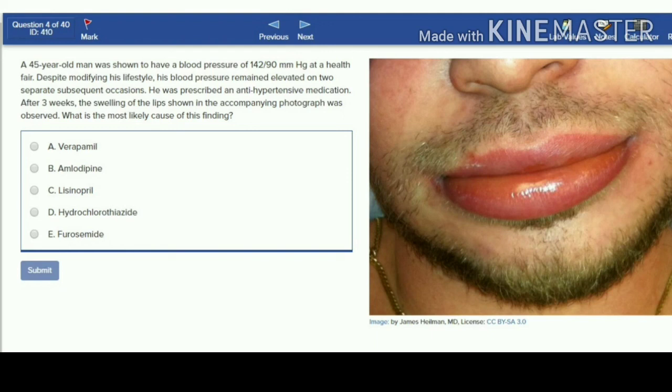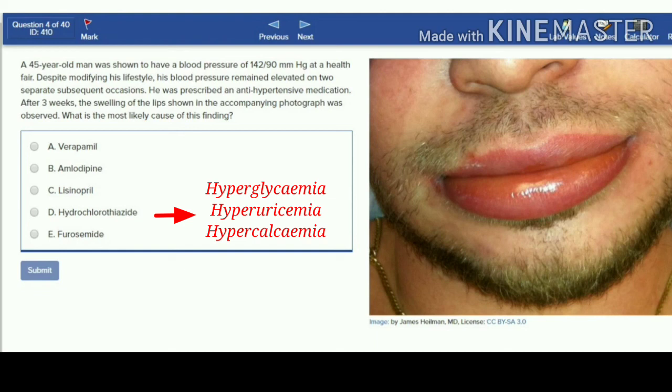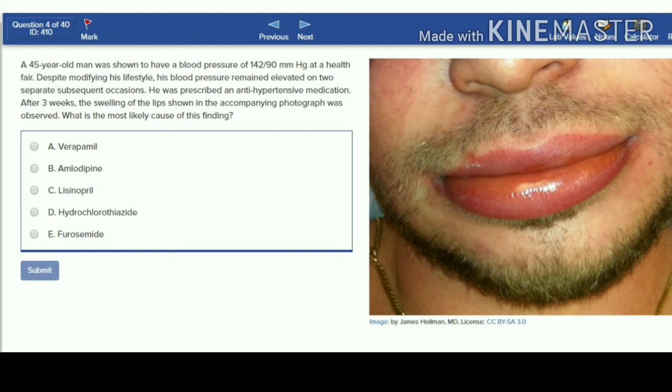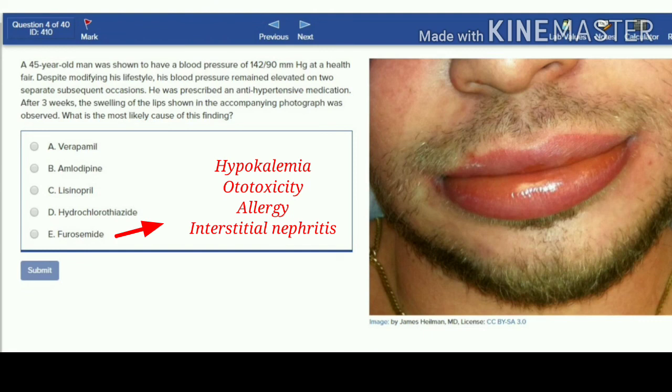So option D is hydrochlorothiazide. The common side effects of this thiazide drug are hyperglycemia, hyperuricemia, and hypercalcemia. That's why it causes gout in hypertensive patients taking the drug for a long period of time. And option E is a loop diuretic, furosemide. The common side effects of furosemide are hypokalemia, ototoxicity, allergy, and interstitial nephritis.